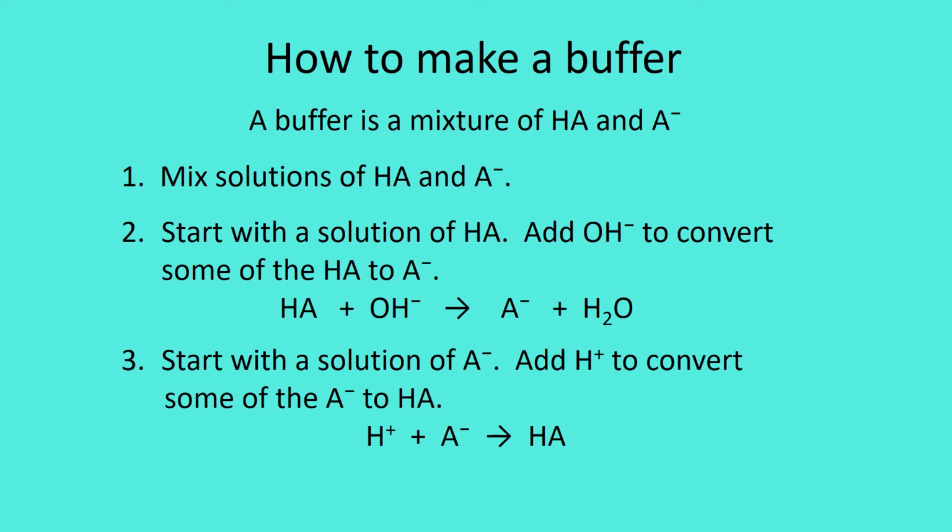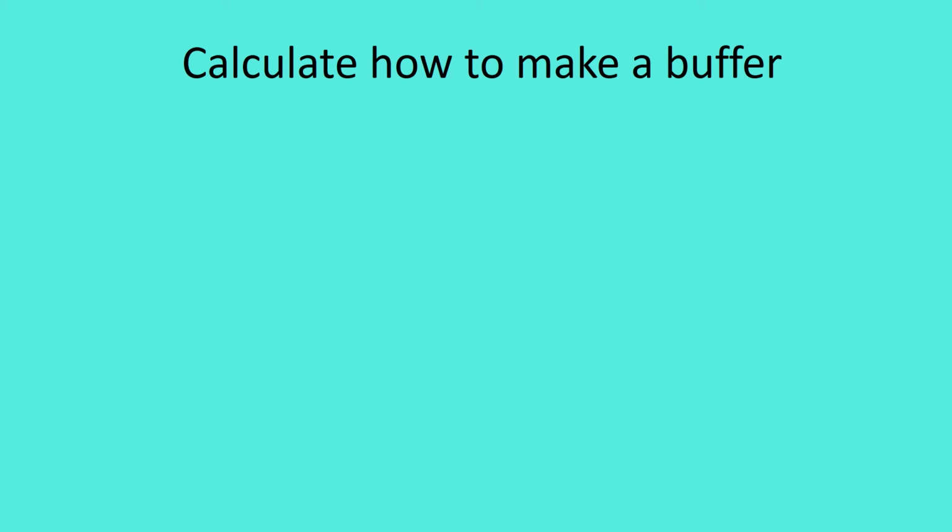Similarly, we can start with a solution of weak base and add strong acid to convert some of the weak base to weak acid. In the equation, strong acid plus weak base gives you weak acid. Another way to think about these equations is, in the battle between the strong acid and the weak base, the acid wins but gets weakened. So you end up with weak acid. And as long as the amount of strong acid we're adding is less than the amount of weak base we started with, we end up with a mixture. So let's calculate how to make these buffers.